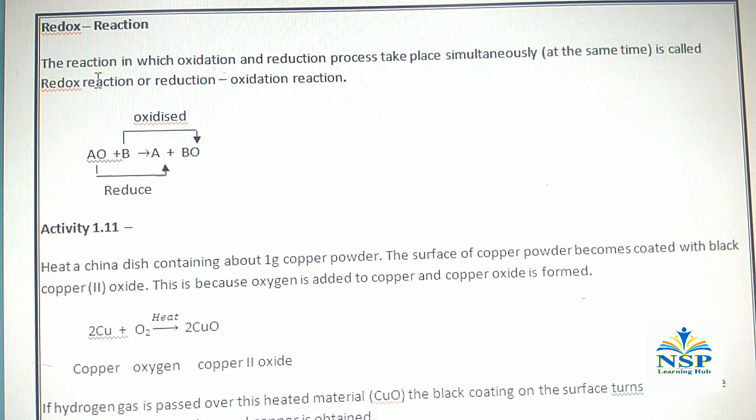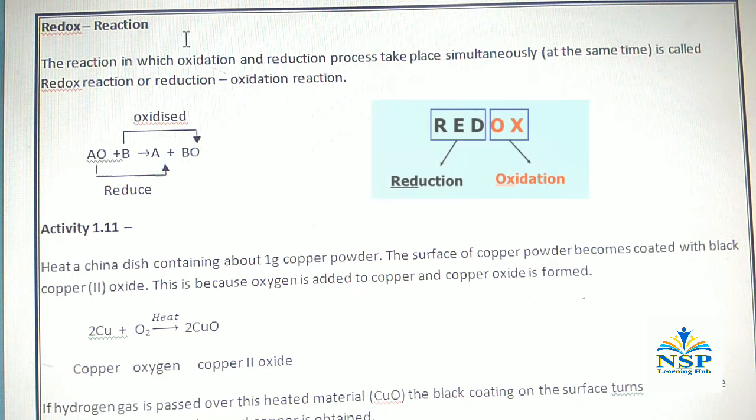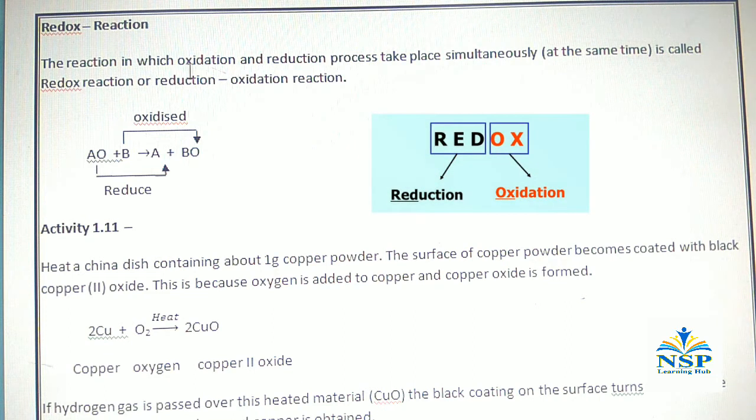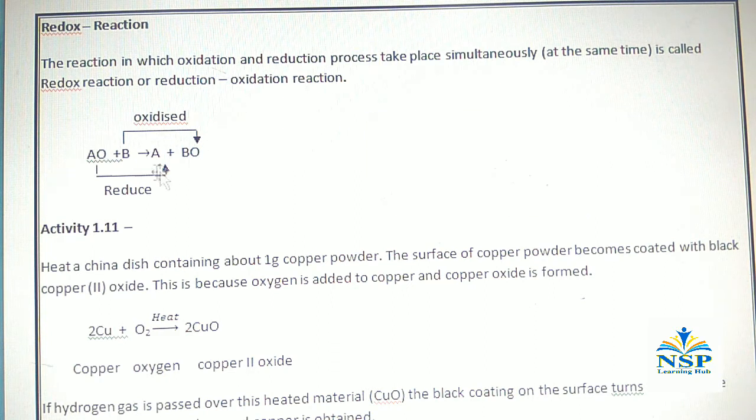Hello friends, today we study about redox reaction, reduction oxidation reaction. The reaction in which oxidation and reduction processes take place simultaneously at the same time is called redox reaction or reduction oxidation reaction. AO plus B gives A plus BO. Here AO reduces to A and B oxidizes to form BO.